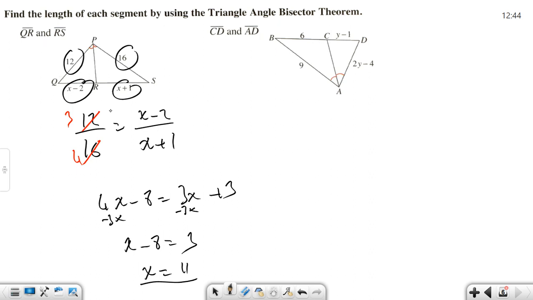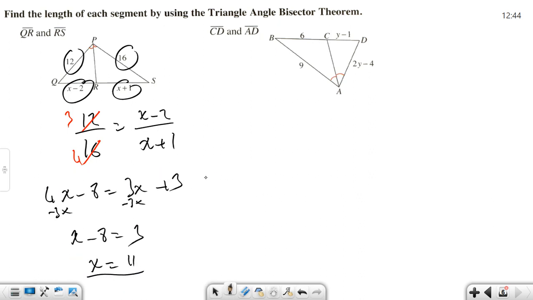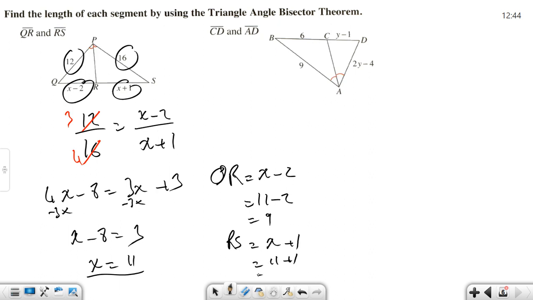What is the question? QR. So the question is not finding X only. Be careful here. What is the question? The question is asking about the length of QR. QR is equal to X minus 2, 11 minus 2 equals 9. And RS equals X plus 1, X equals 11, so 11 plus 1 is equal to 12. That's the end of the video. You can solve the last question by using the same method.